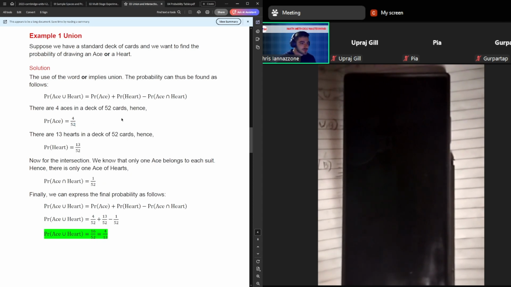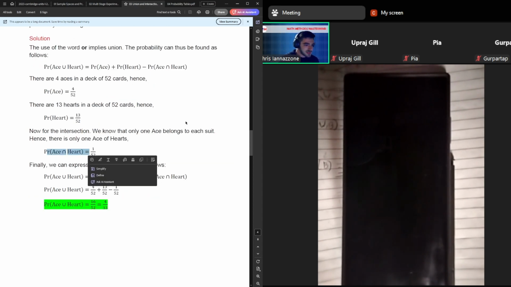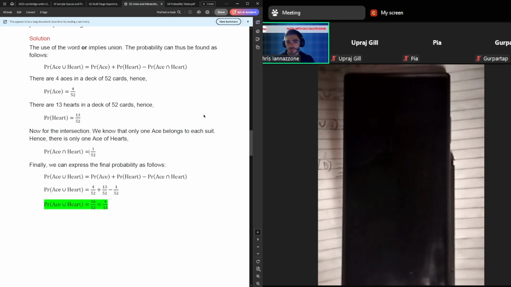Both of those divided by 52, of course, because you're trying to find the probability of those things occurring. And then intersection just means a card that is both an ace and a heart. In any given deck of cards, there's only going to be one intersection between number and suit. So if you need to revise how a deck of cards works, feel free to revise those, because it is assumed knowledge.